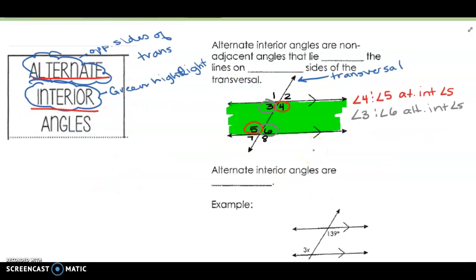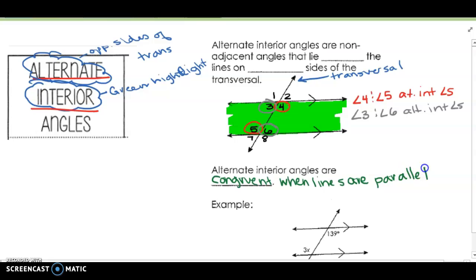All right, guys, let's look under the flap of alternate interior angles. Okay, so alternate interior angles are also congruent. And I'm going to put when lines are parallel. And as you can probably have guessed, the name of the theorem that tells us this is the alternate interior angles theorem.